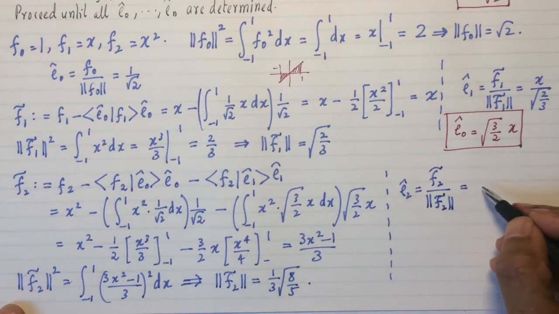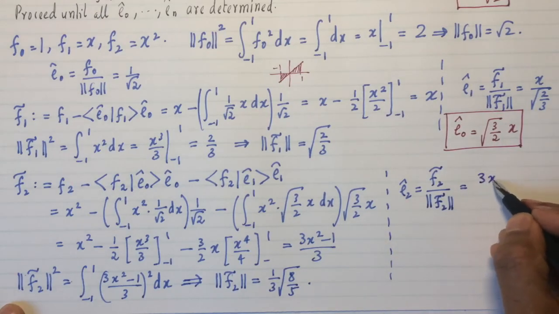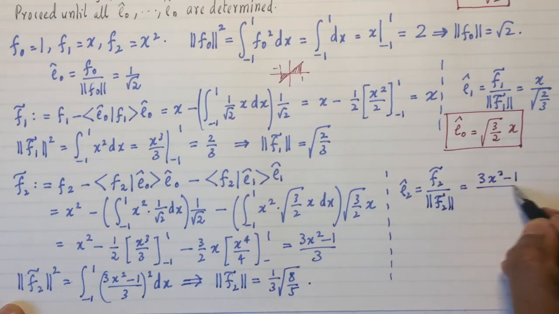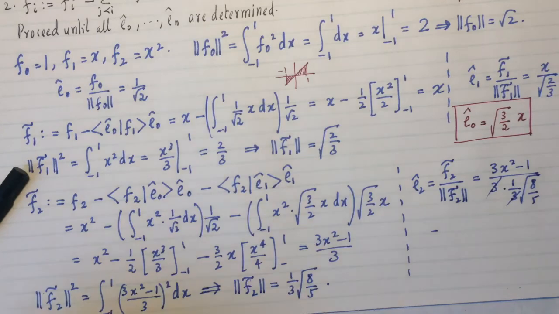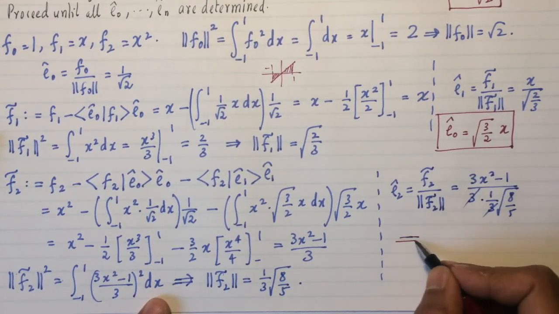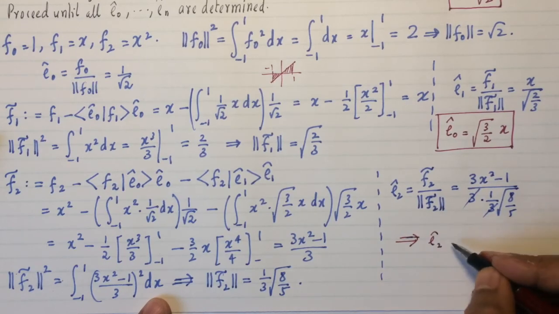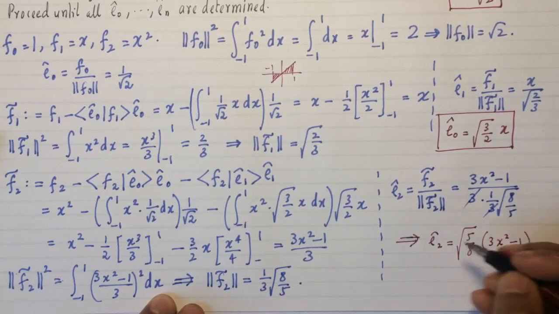And that's going to be x squared. Sorry, F2 is this one. 3x squared minus 1. So you see F2 is a little different than x squared. Times 1 over 3 root 8 over 5. So that 3 cancels out, and I'm left with my last member of the orthogonal set, which is E2 caret, square root of 5 over 8, 3x squared minus 1.